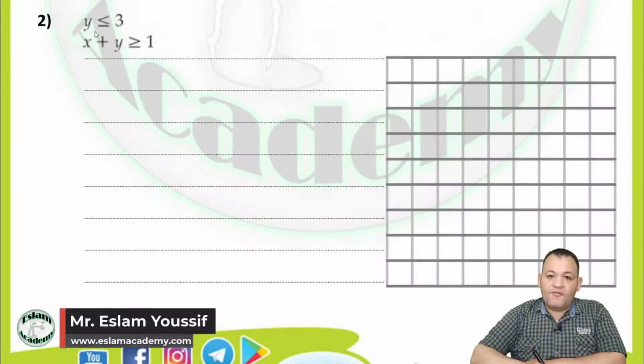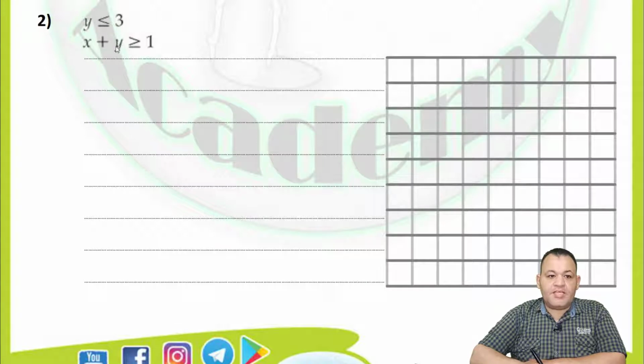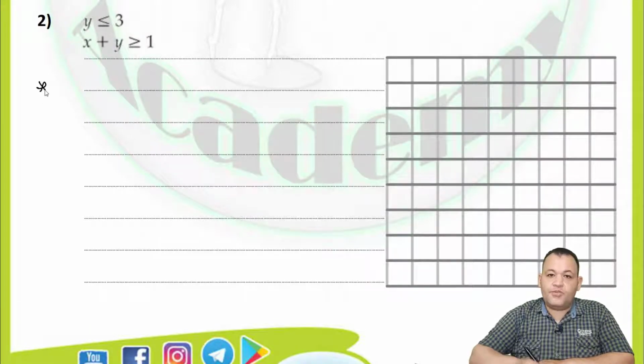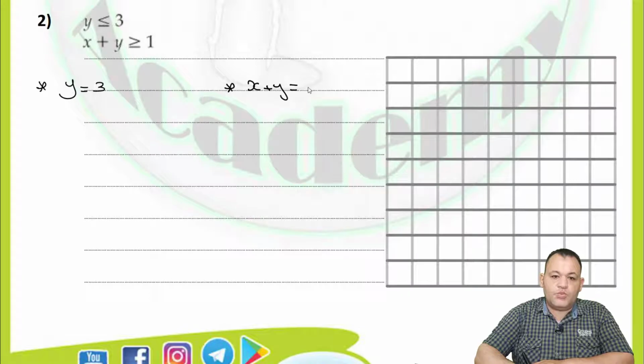In this problem, we have y is smaller than or equal to 3, and x plus y is greater than or equal to 1. So step number 1, we need to convert to an equation. So y is equal to 3, and the second one will be x plus y equals 1.